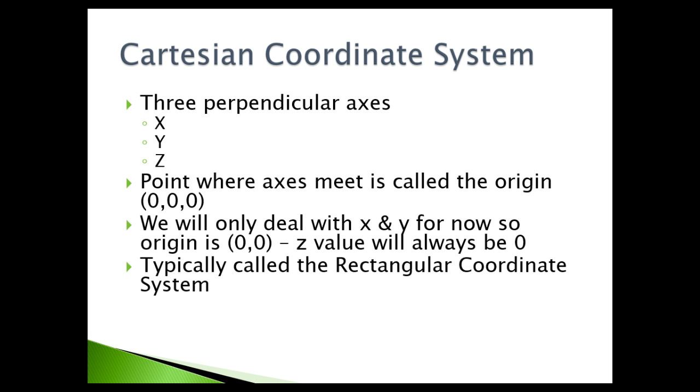The first one is Cartesian, or rectangular coordinate system is another name used for that one. You've got three perpendicular axes, your x, y, and z, where all of those axes meet is called the origin, coordinates 0, 0, 0. For this class, we're only going to deal with 2D drafting, mostly until we get to the very, very end if we've got time. So in our case, we're just going to deal with x's and y's. Our z value is always going to be 0.